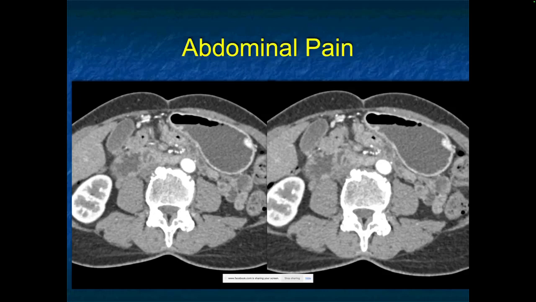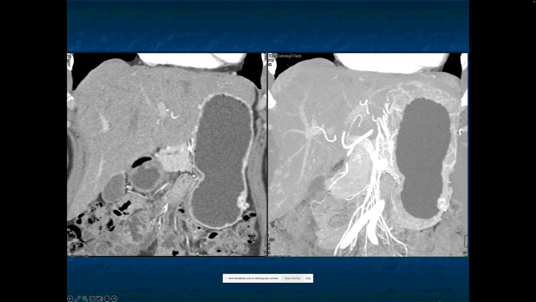So let's discuss them. A patient has abdominal pain, and when you look at this arterial phase axial image, you see what looks like about a 1.5 or 2 centimeter enhancing lesion in the stomach, which is on the greater curvature. You can see it particularly nicely on the coronal view and on the 3D MIP images. So the question you ask is, what could this be?